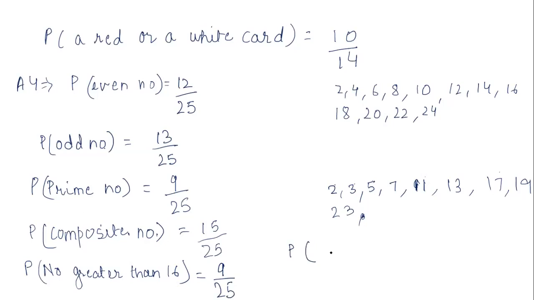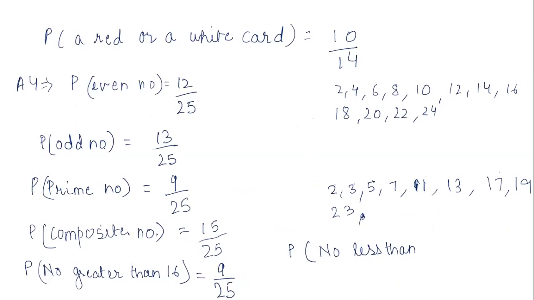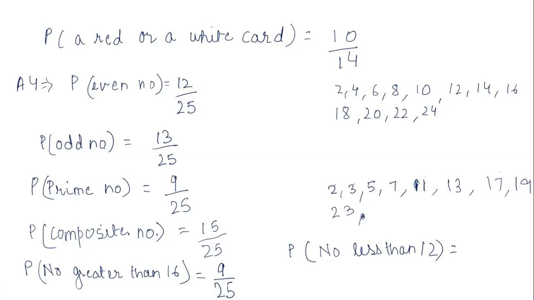Probability of number less than 12. Number less than 12 कितने होंगे बेटा? 1, 2, 3, 4, 5, 6, 7, 8, 9, 10, 11. So there are 11 numbers which are less than 12. If you count them on your fingers, ये तो आपको ऐसे ही पता चल रहा होगा. So 11 divided by 25. So now we have solved this question also.